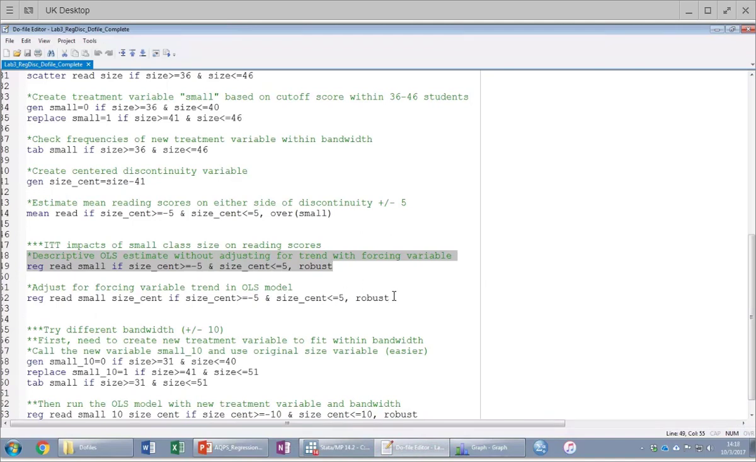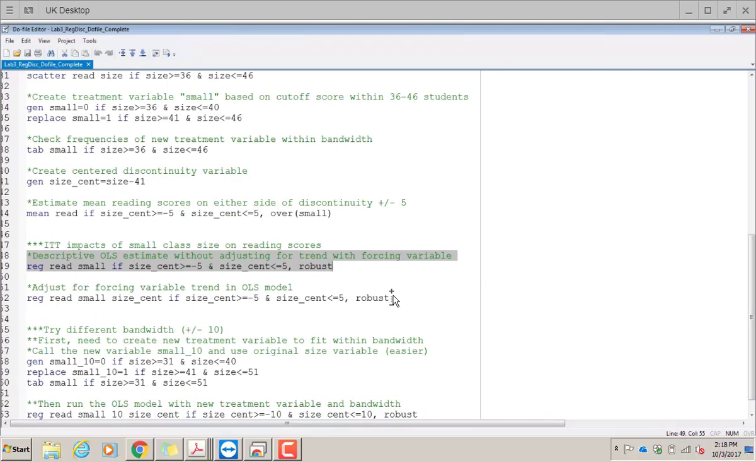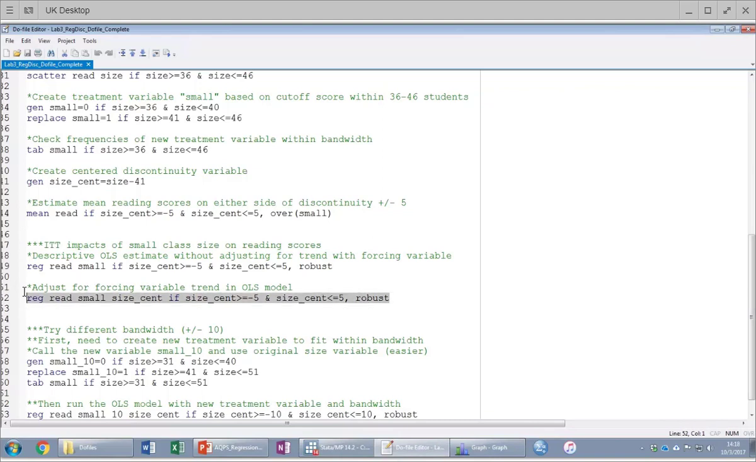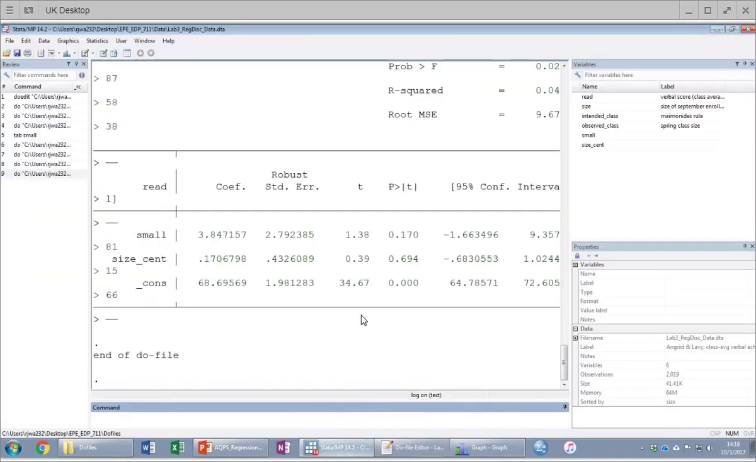Next thing I want to do is to take into account the underlying trend. So adding in a control for the forcing variable itself. We see that the estimate of the treatment effect decreases to about 3.8 points. And we'll also note that it's no longer statistically significant.